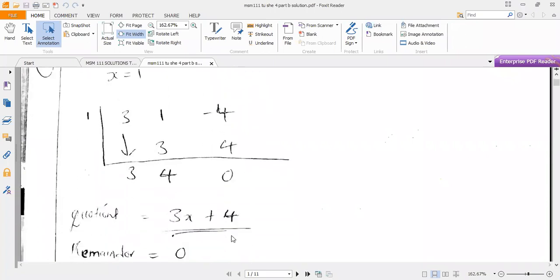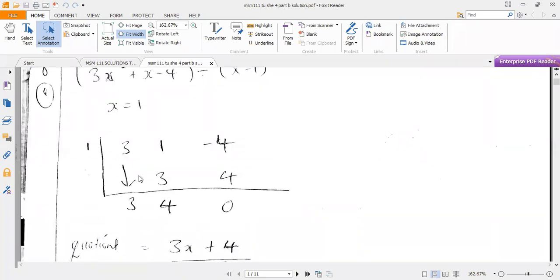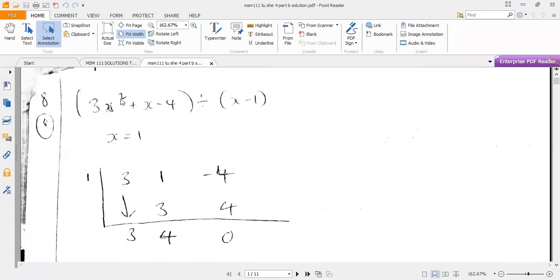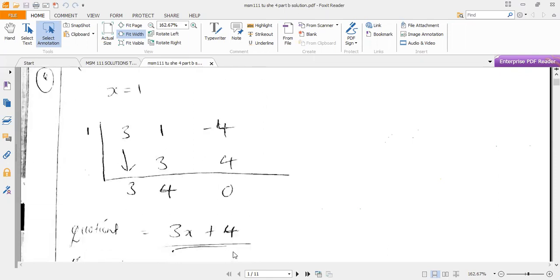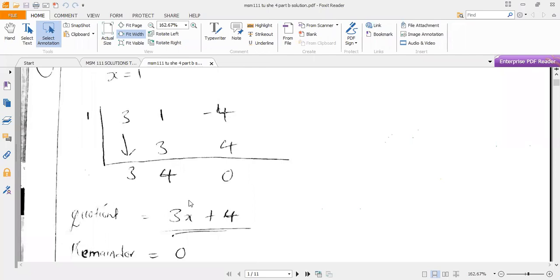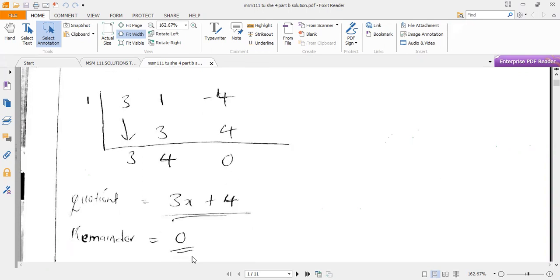Now writing this using the quotient, it will be 3 plus 4, and the x reduces to 1, so it will be 3x plus 4. Hope it's clear: 3x plus 4. The last entry, the constant, is always the remainder. So the remainder for this equation is 0. Hope it's clear for synthetic division. I believe you guys have gone through this. It's simple, right? We'll proceed.